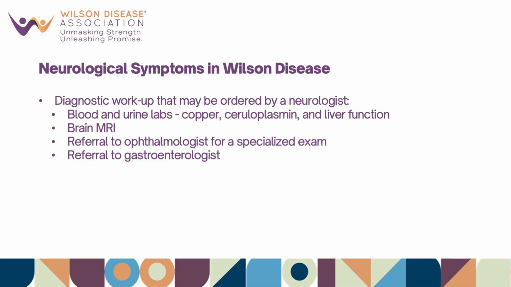So our workup generally is going to start with labs. We're usually going to be obtaining blood work and urine studies, looking at copper, ceruloplasmin, liver function tests. Very frequently we would order a brain MRI, and then also involve other members of the interdisciplinary care team, an ophthalmologist to do a specialized eye exam for Kaiser-Fleischer rings, and referral to our gastroenterology colleagues to help us with confirmation of diagnosis.